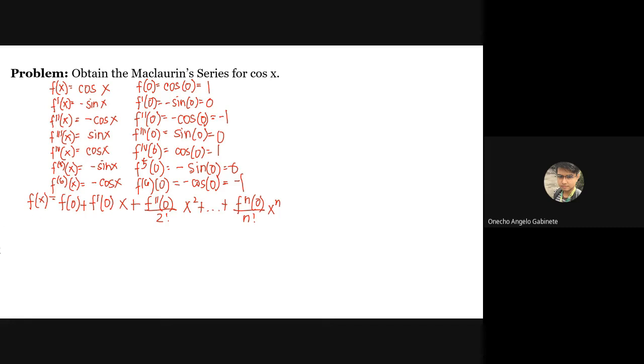So, ang Maclaurin series ng cosine x ay f of 0. Ano yung f of 0 natin? 1. Plus f prime of 0 is 0 times x plus f double prime of 0 is negative 1 over 2 factorial x squared plus f triple prime of 0 is 0 over 3 factorial x cube plus fourth derivative of 0 is 1 over 4 factorial x raised to 4 plus kasunod is 0 over 5 factorial x raised to 5 plus negative 1 over 6 factorial x raised to 6.